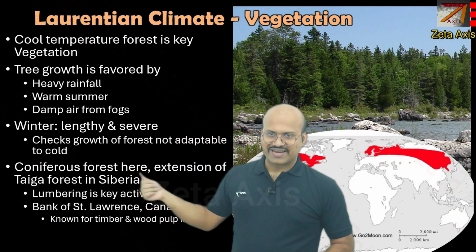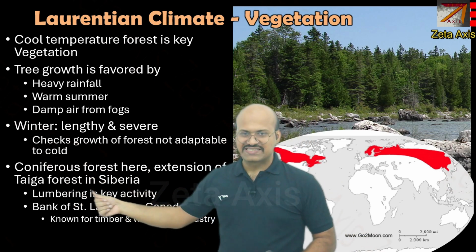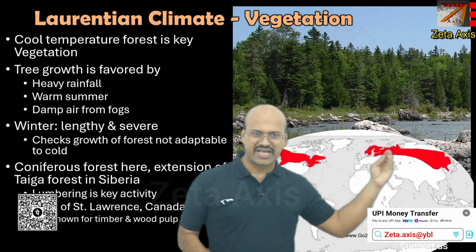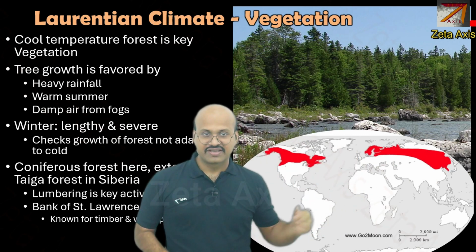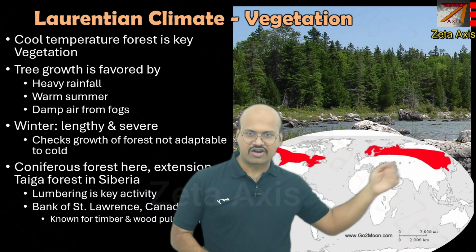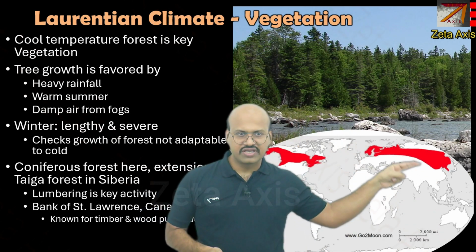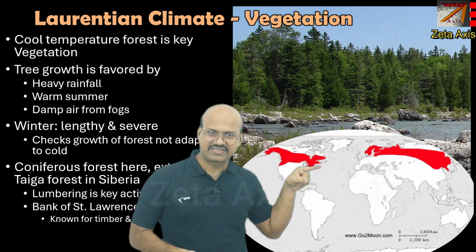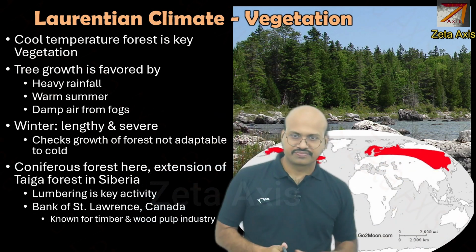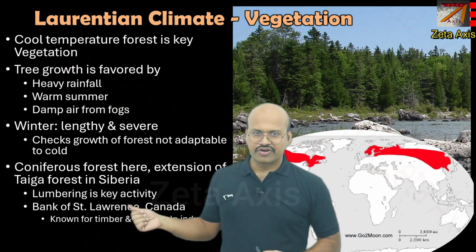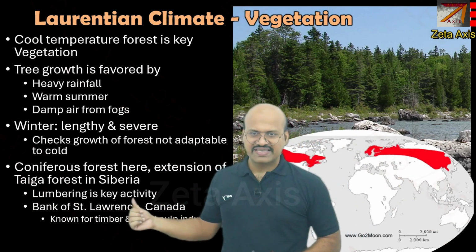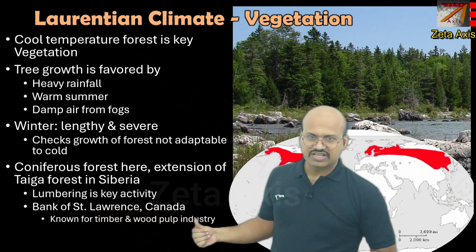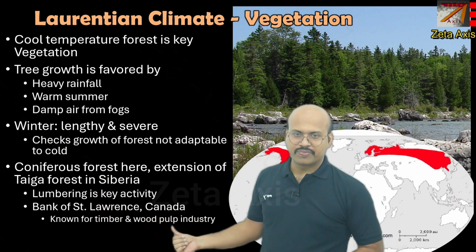Coniferous forests here are an extension of taiga forest in Siberia. So we know that across these regions in the Siberian type of climate, we have coniferous trees. And those trees specifically in Siberia are called taiga forests. So here also they are an extension. We can see that these forests extend in the Laurentian climate also. And because we have coniferous trees, lumbering is a key activity over here. Bank of St. Lawrence of Canada is basically known for timber and wood pulp industry.